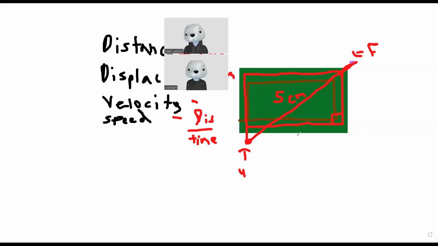Let's say that using this displacement path that we've made, which is a straight line, this was 5 centimeters, right? So you just put the value of your displacement, which is 5 centimeters, over the time it takes you. So let's say I took a bicycle and it took me only 5 seconds to reach my destination.